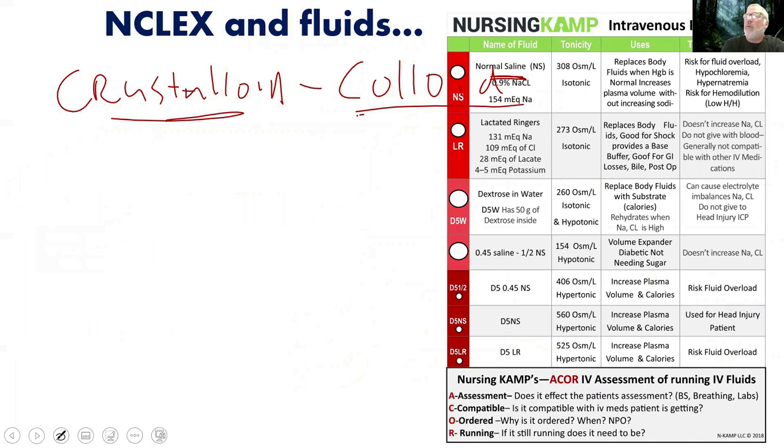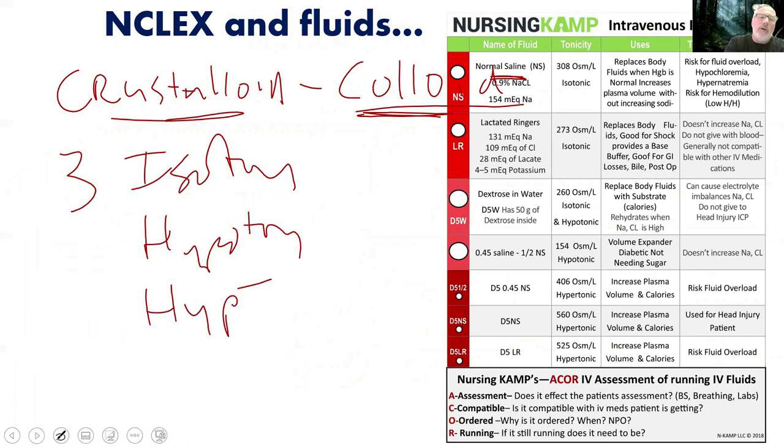Crystals are basically electrolytes, those types of things, and it's a crystalloid solution. Those are separated into three different types: isotonic, hypotonic, and hypertonic. You can see that here. We'll talk about all three types, why you'd give one over the other, and why they're most important.